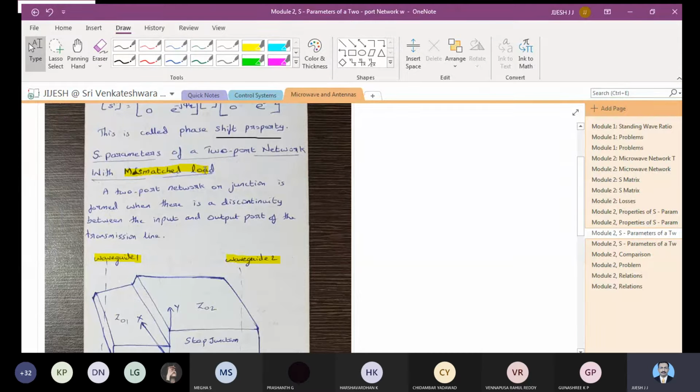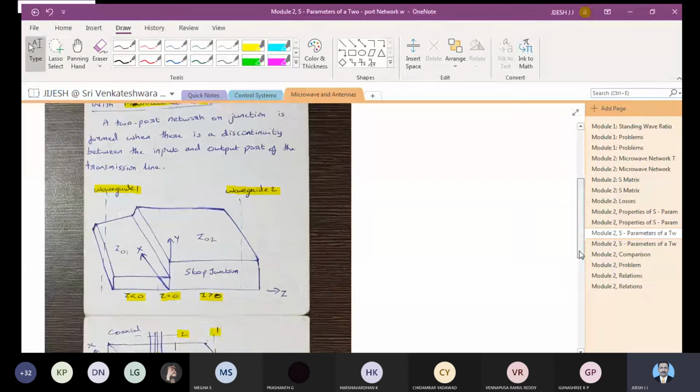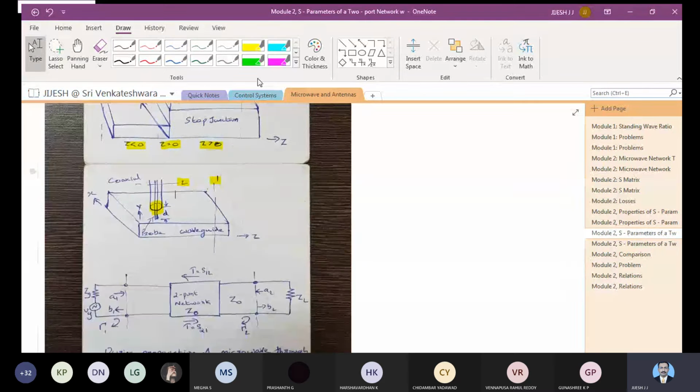So when there is a discontinuity in the input and output, of course the equations of the S parameters, like S11, S21, S12, S22, are all going to change because of the variations in the network. So it is very important for us to know how these parameters are going to be impacted in the case of a mismatched network. So we are going to see all those things.